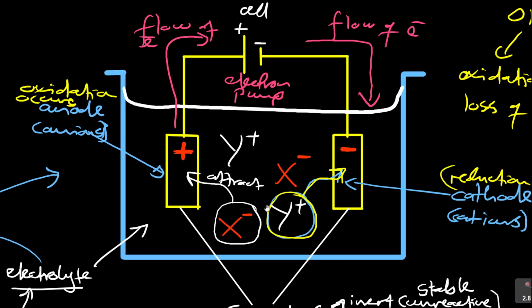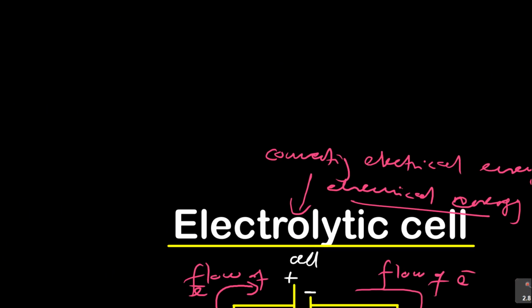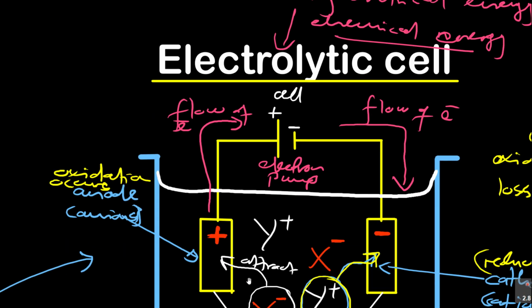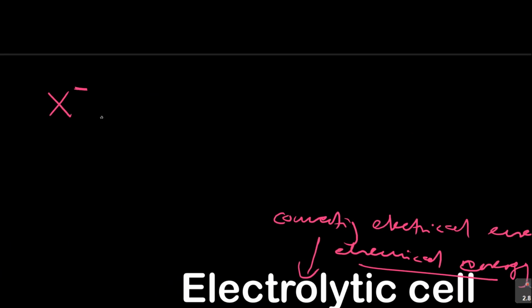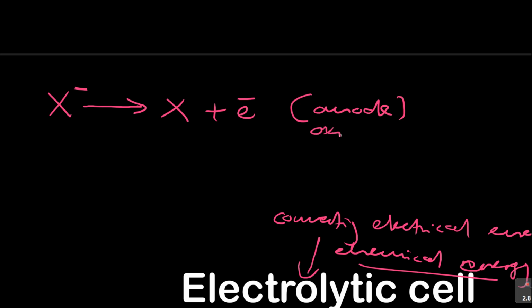One might even go further. Since the negative ions we call the X minus ions, when they are attracted to the anode, they lose electrons. So this is how we write it when they lose electrons: from the negative ion X minus, it becomes X plus the electron. This is the reaction happening at the anode. We call this reaction the oxidation reaction. Why? Because there is loss of electrons. This electron is lost.